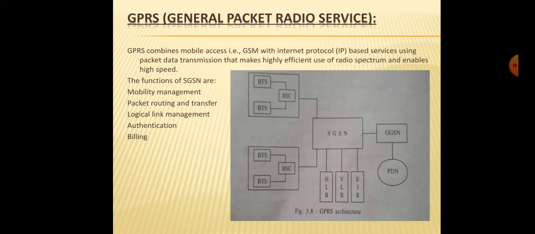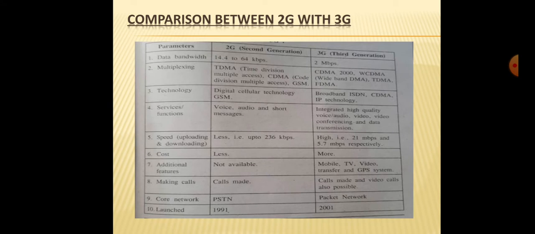The next one we will be seeing about what difference between 2G and 3G network. So the bandwidth of 2G was 14.4 to 64 kbps. Then in 3G it became 2 mbps. Then which type of multiplexing was 2G using? TDMA, that is time division multiple access, and CDMA. Here in 3G, CDMA, WCDMA and TDMA, FDMA, these all were used.